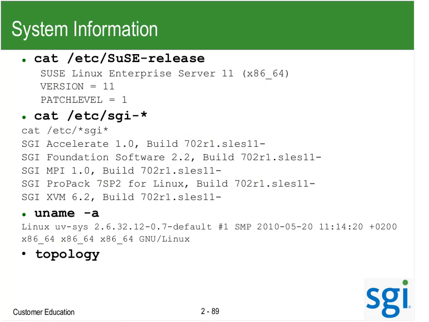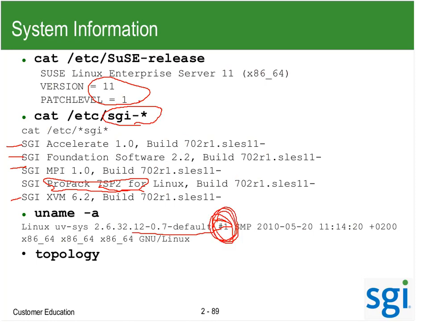So here was an example. SUSE-release should give me 11.1. Then I added sgi-asterisk. Here's my Accelerate, my Foundation, my MPI, my XVM. And they do still have a ProPack marking in there. And then my uname. This is the default kernel. We do not notice the number 1. We do not want a default kernel. I'm going to talk about this in the next module. But we are at PTF number 3. And I will tell you where the PTF kernel is and stuff. And another quick check was the topology command.